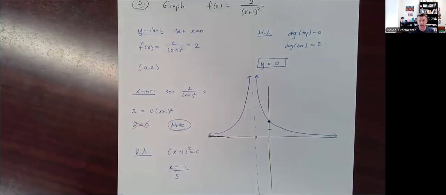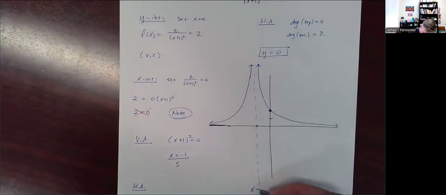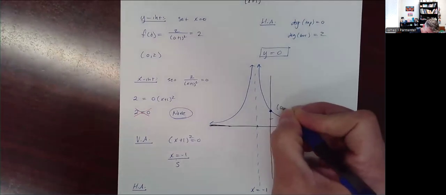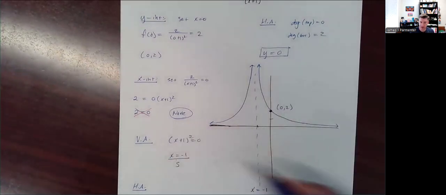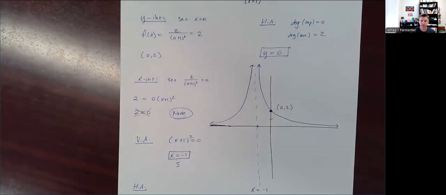And that's kind of it. We've plotted all the pertinent information. You might label this vertical asymptote as x equal to -1. You might label this point as (0, 2). But as long as you've written them somewhere, we should be good to go. Yeah, there we go.